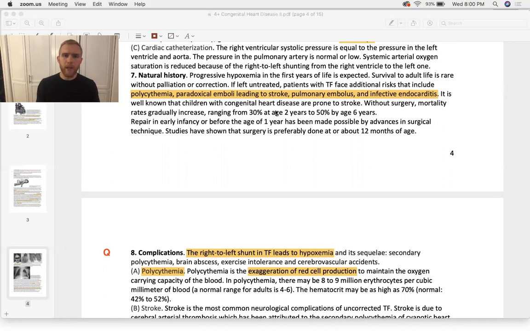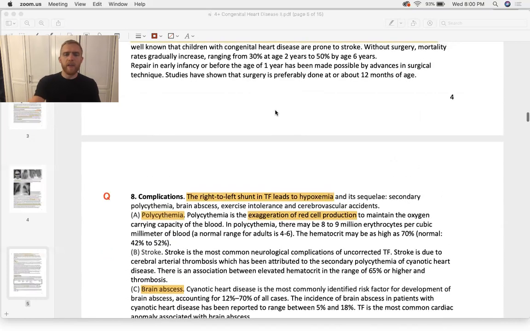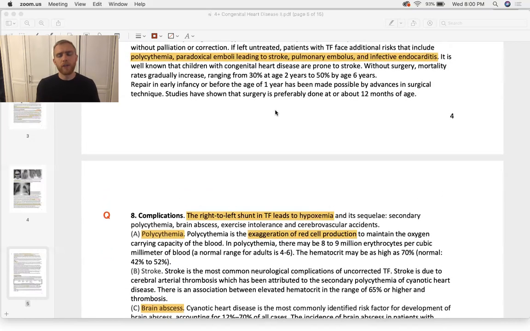Finally, there are some complications of tetralogy of Fallot that you should be aware of because, as we know, complications are very highly tested. Specifically, the complications include polycythemia, paradoxical embolus, pulmonary embolus, and infective endocarditis. And I want to start by saying that infective endocarditis is not particular to the tetralogy of Fallot. Any congenital heart defect will predispose that patient to an infective endocarditis.